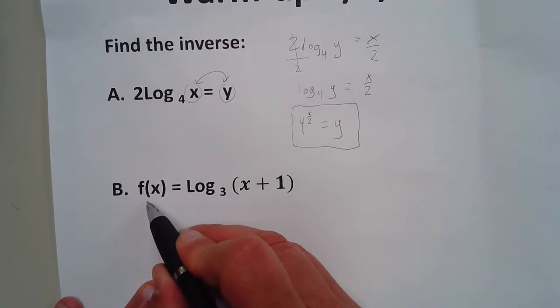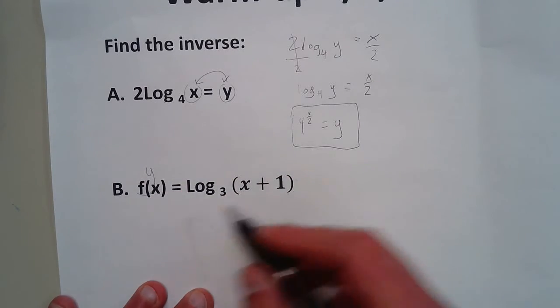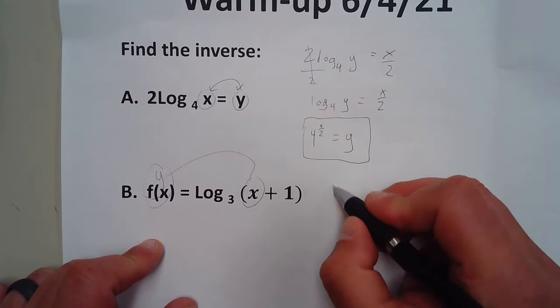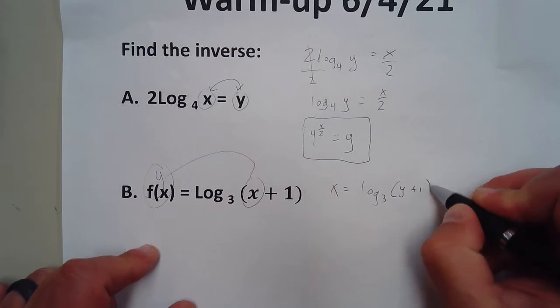All right. This one, instead of having a y, has the function notation. But again, this is the same thing as a y. So step one is swap the x and the y. So I'm going to write x equals log base 3 of y plus 1.